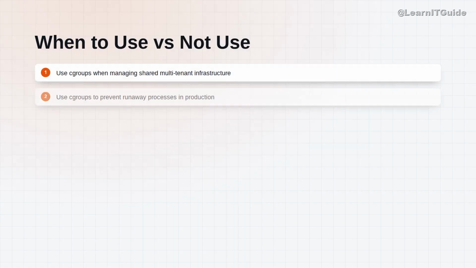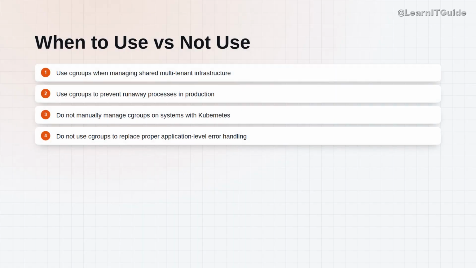So when should you use this? If you are managing shared infrastructure, cgroups are mandatory. Use them to fence off processes. However, if you are using Kubernetes, do not touch these manually. Kubernetes manages the cgroups for you. If you go behind its back and change the settings, you will cause race conditions and unstable behavior. Use these criteria to decide if this tool is right for your situation.